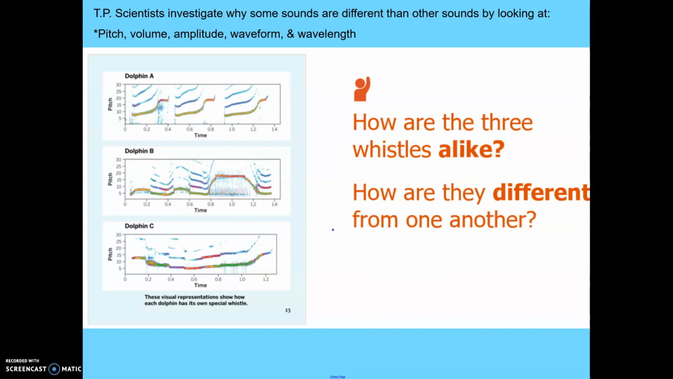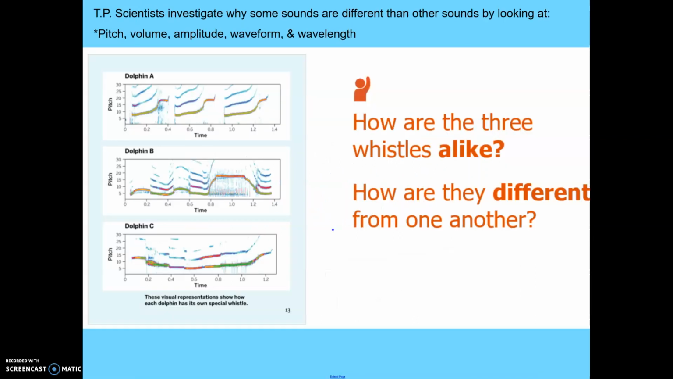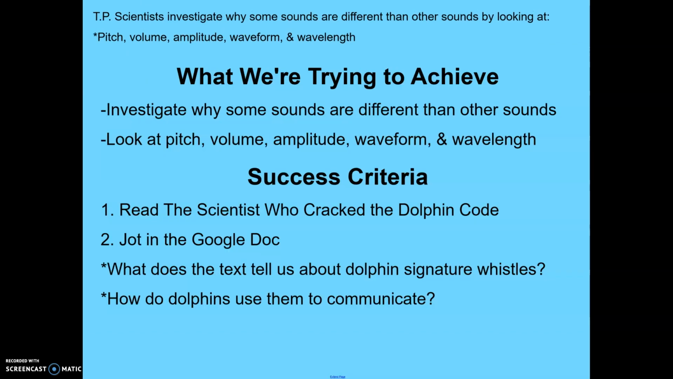So if we're trying to answer this question, how does a dolphin calf know which call is his mother's? I'm thinking it's because they recognize the sound of their mother based on the volume and the pitch. So each dolphin can make their own unique call, and the calves just have to learn which one is their mother's. I want you guys to do a little more research on this topic.